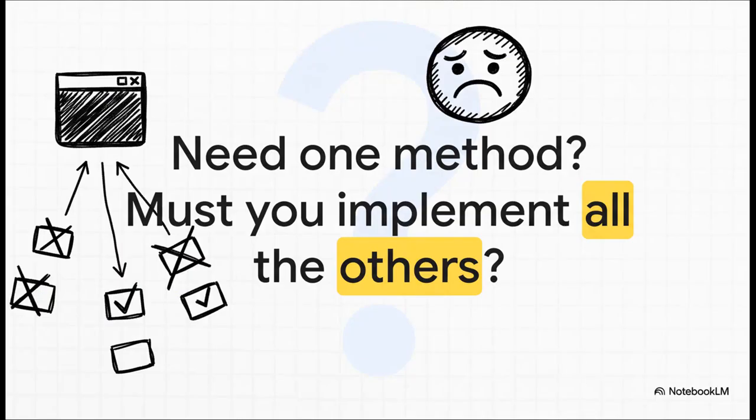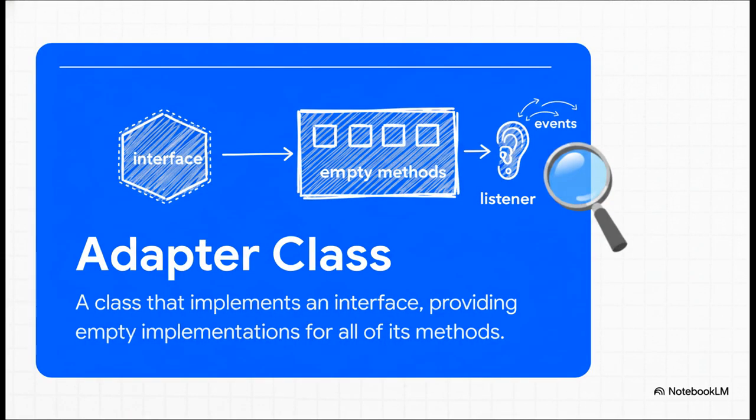So you've probably run into this. It's so annoying. You want to do one simple thing, like run some code when the user closes a window. So you implement window listener, and suddenly your IDE is yelling at you to implement 7 different methods. You only care about window closing, but now you have to create 6 other empty, useless methods just to make the compiler happy. Ugh. Well, what if I told you there's a way around that?